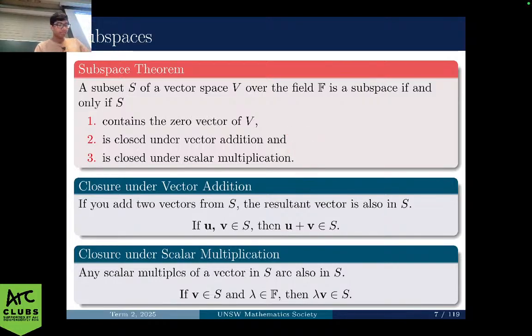So what do those things mean? Well, firstly, closed under vector addition says that for any two vectors u and v from S, the sum of them is also from S. And similarly, for closure under scalar multiplication, if I have any vector v from S, then any lambda times v should also be from S. And let's just see an example of that.